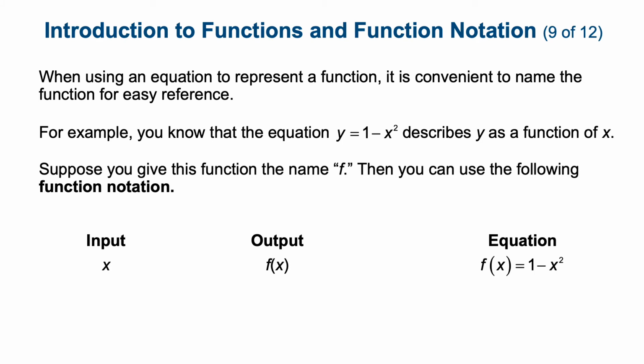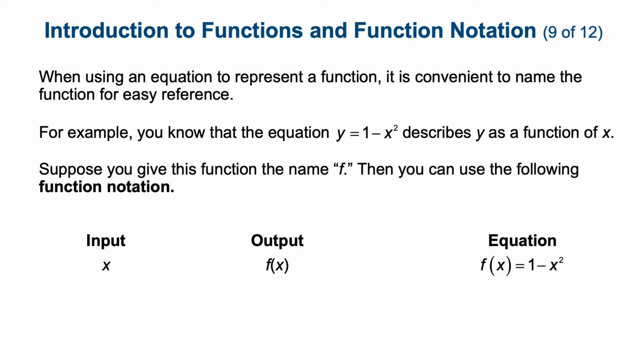So sometimes when we use an equation to represent a function, now here's where function notation is going to start coming into play. We sometimes like to name the function, okay? So let's say here, we know, for example, the equation y equals 1 over x squared describes y as a function of x. So instead of the function being called y, let's say we want to call this function f.